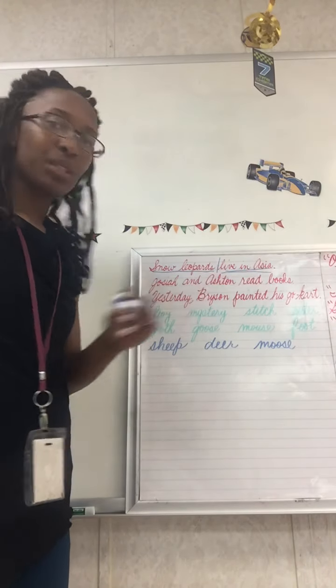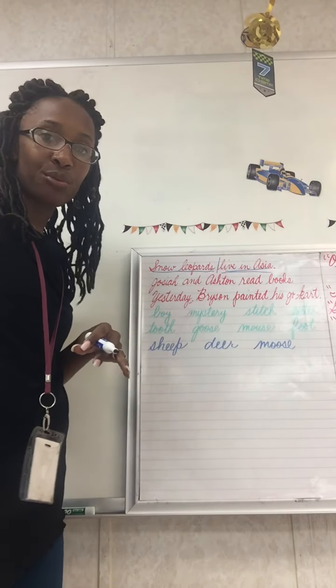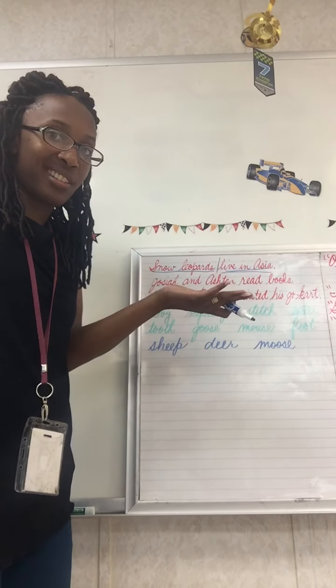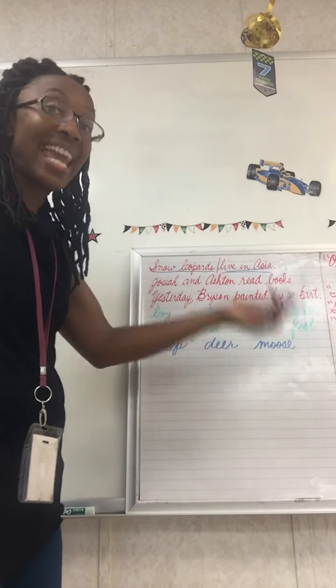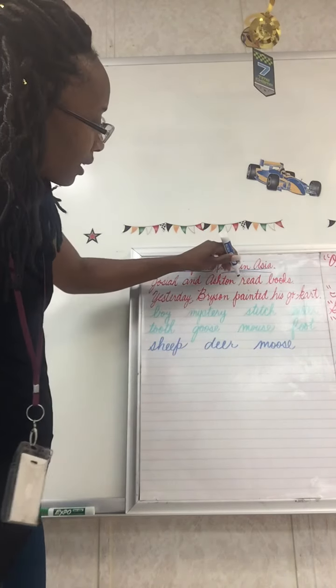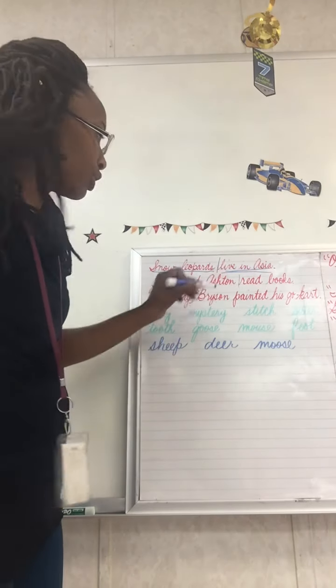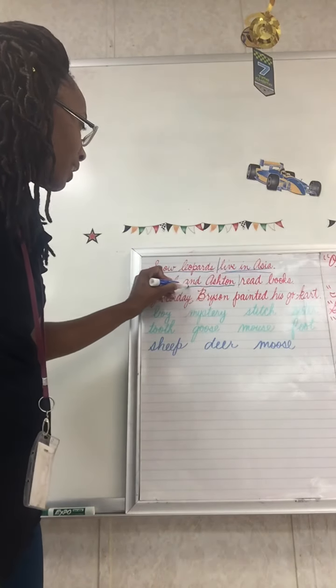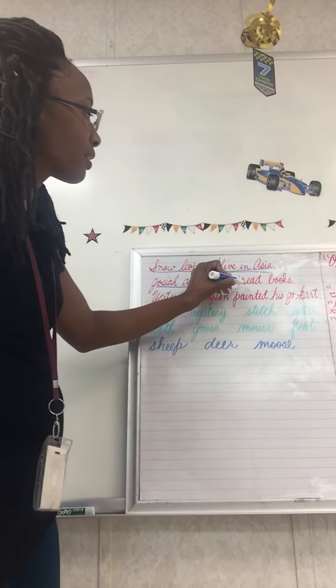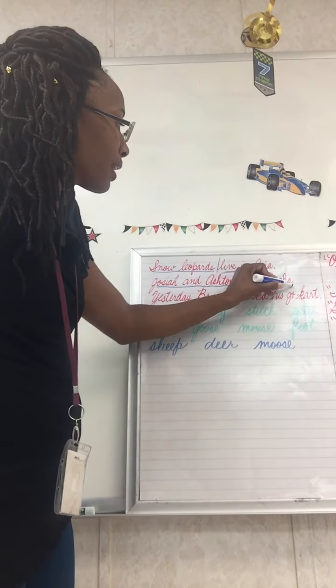Josiah and Ashton read books. Well, ask yourself, who or what is the sentence about? It's about Josiah and Ashton. So we draw our lines right there. And what did Josiah and Ashton do? Since they're the subjects, we underline them once. They read books. So we'd underline that part twice.